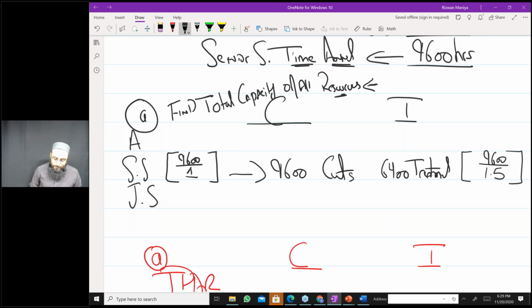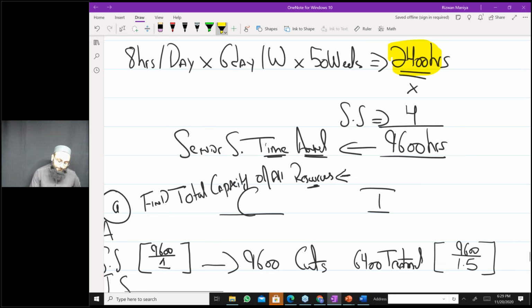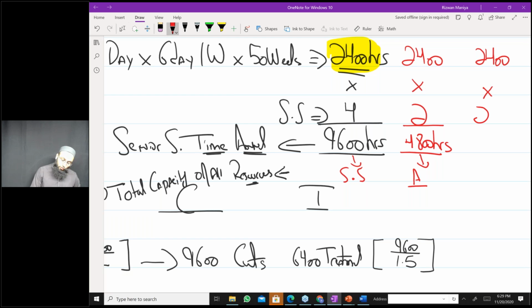So let's find out. Tell me for how many hours a salon is open. So the salon is open for 2400 hours, right? How many assistants do we have? 2. So this means hours available for assistants are 4800 hours. Senior stylist time is 9600. Assistant time is 4800. And how much time do we have of junior stylist? Because we have 2400 hours of salon and 2 junior stylists, 4800 hours are also available for junior stylist.